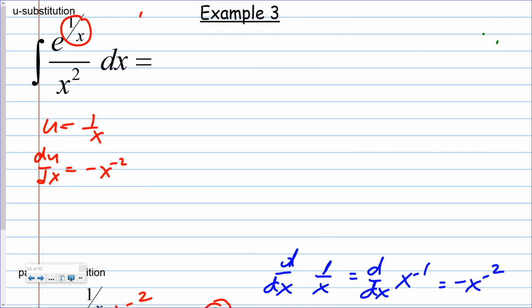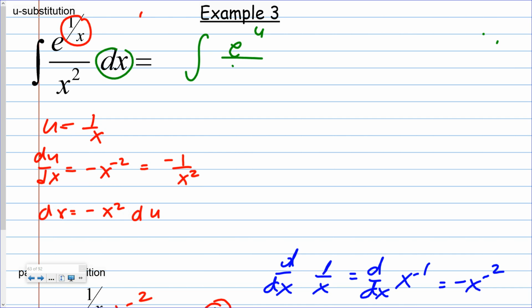This would be negative x to the negative 2 dx equals du, since the derivative is negative 1 over x squared. So when you cross multiply here, dx is going to be negative x squared du, which I think is easier to do than the pattern recognition. But it's up to you how you want to do it. You're going to replace two things. So this would be e to the u over x squared times negative x squared du. Do my x's cancel out? Yes. So what you get is negative integral e to the u du.